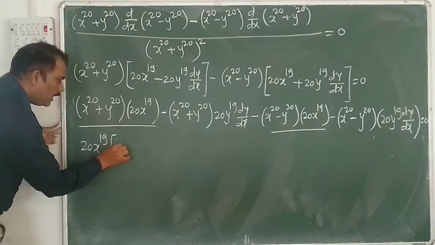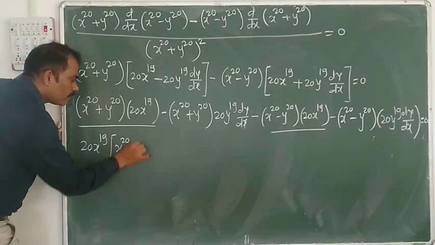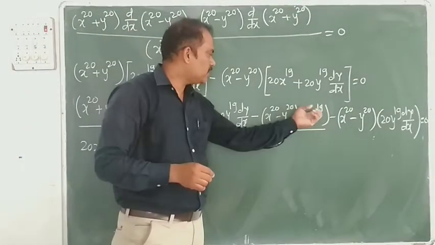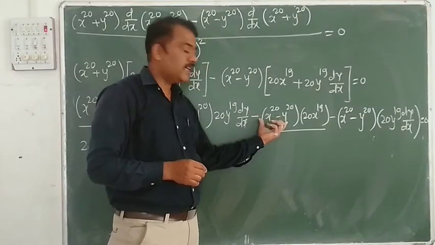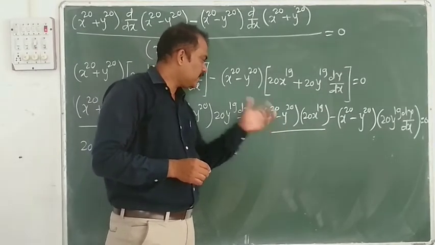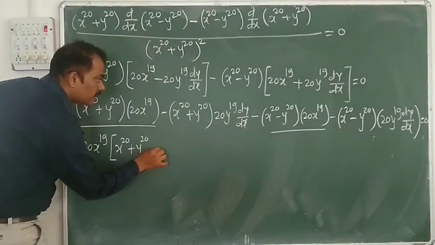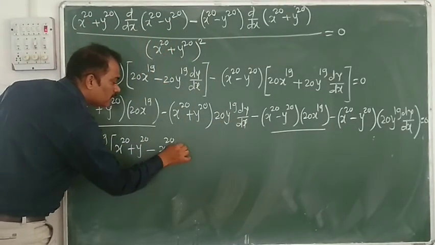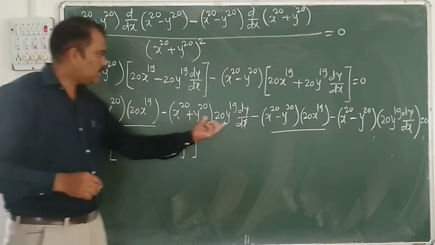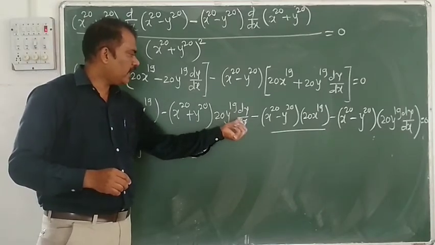Here remaining only x raised to 20 plus y raised to 20. From this we have to take also 20 into x raised to 19 common, remaining only minus x raised to 20 minus y raised to 20. If you open this bracket, the minus sign goes inside, so that minus x raised to 20 plus y raised to 20. From this term we have to take the 20 into y raised to 19 dy by dx term common.